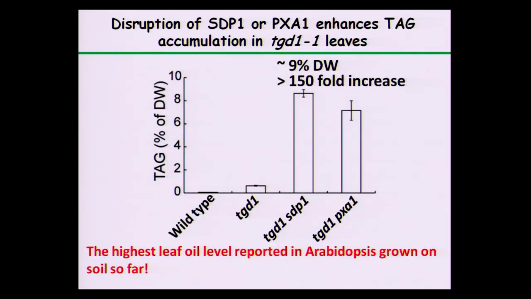So we measured the oil content. This is what we got. We saw a 150-fold increase to 9% by dry weight. This is the highest level reported in Arabidopsis leaves, in Arabidopsis leaves growing on soil.